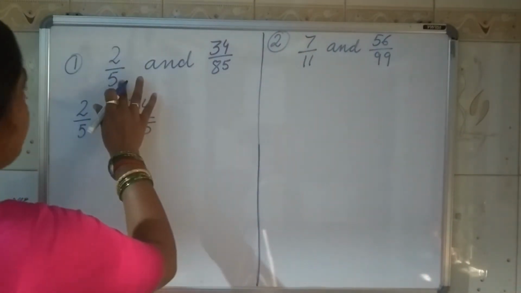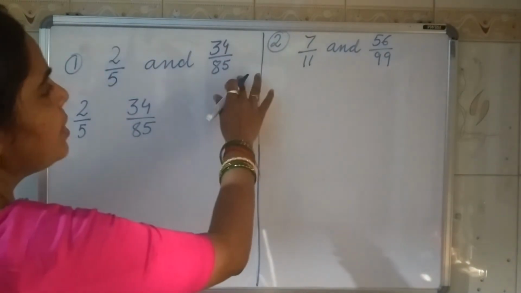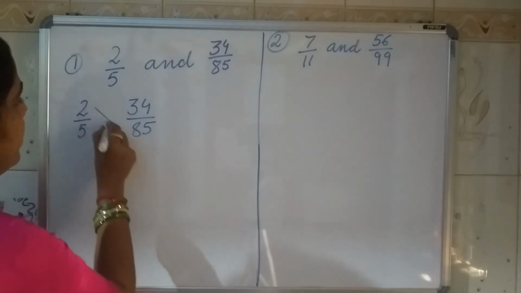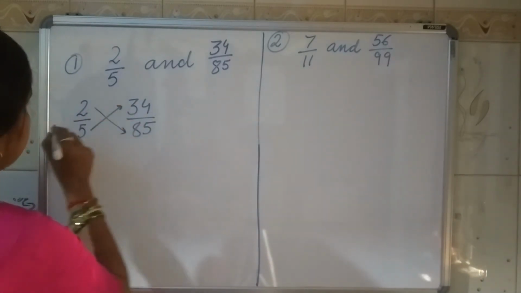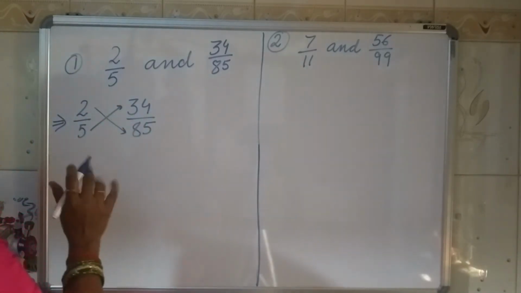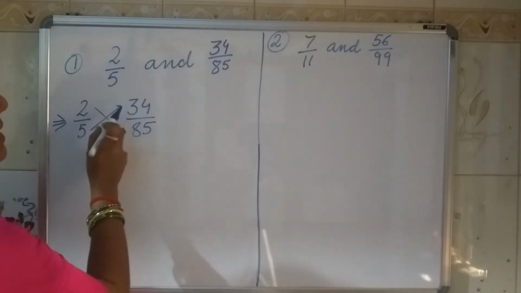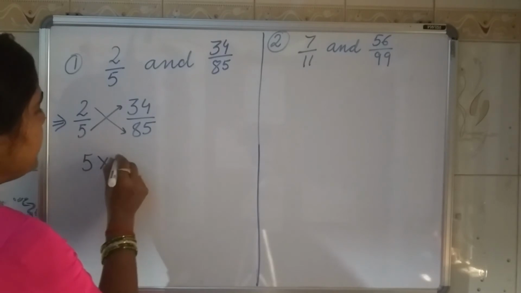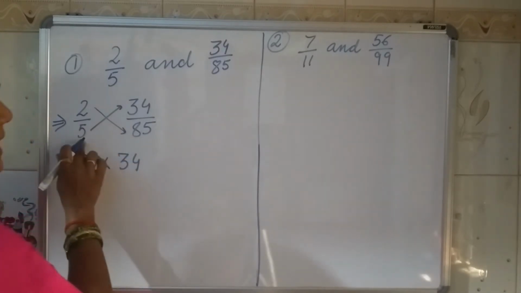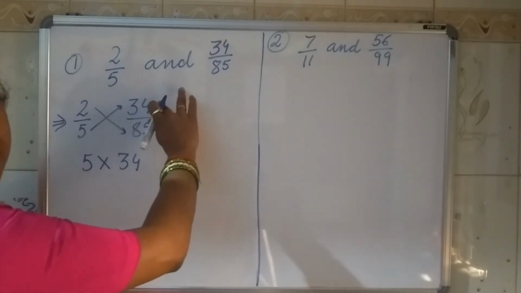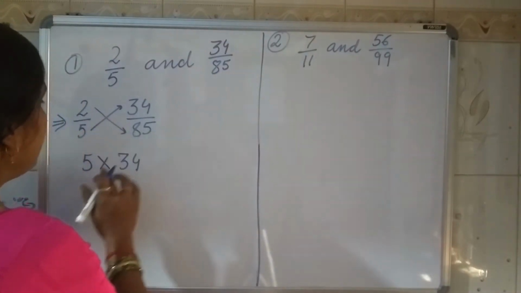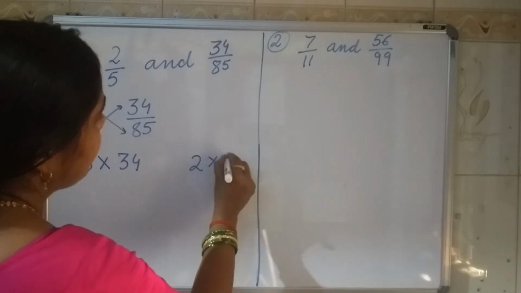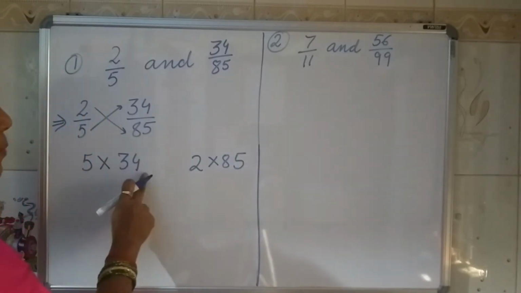First, the question is given: are 2 by 5 and 34 upon 85 equivalent or not? So I will write the numbers like this and then we will cross multiply. This is the first step. Cross multiply means this is the tail and this is the head of the arrow, so we will multiply the tail by the head. The number at the tail side will be multiplied by the number at the head side. So 5 multiplied by 34 and 2 multiplied by 85. Now we have to multiply it.